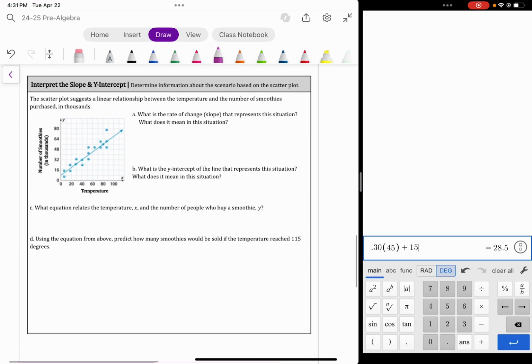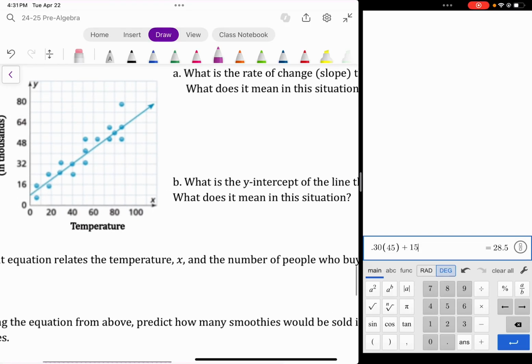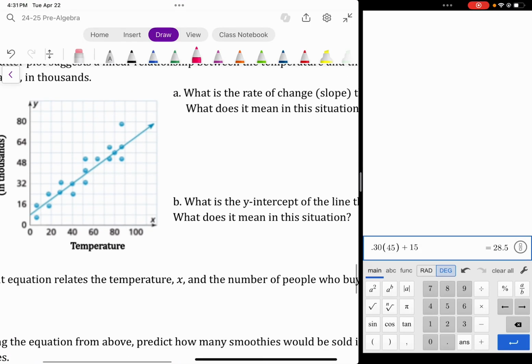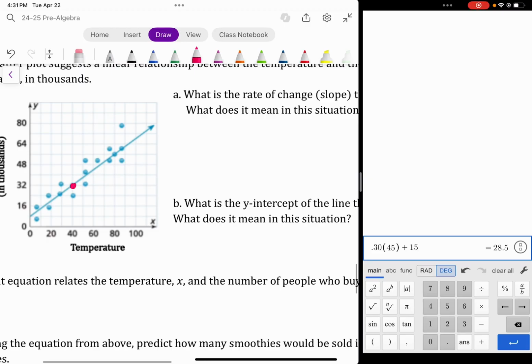Okay, the last one says the scatter plot suggests a linear relationship between the temperature and the number of smoothies purchased in thousands. What is the rate of change or the slope that represents a situation? And what does this mean? Okay, so I'm going to do a perfect point to a perfect point. And those are directly on the graph.